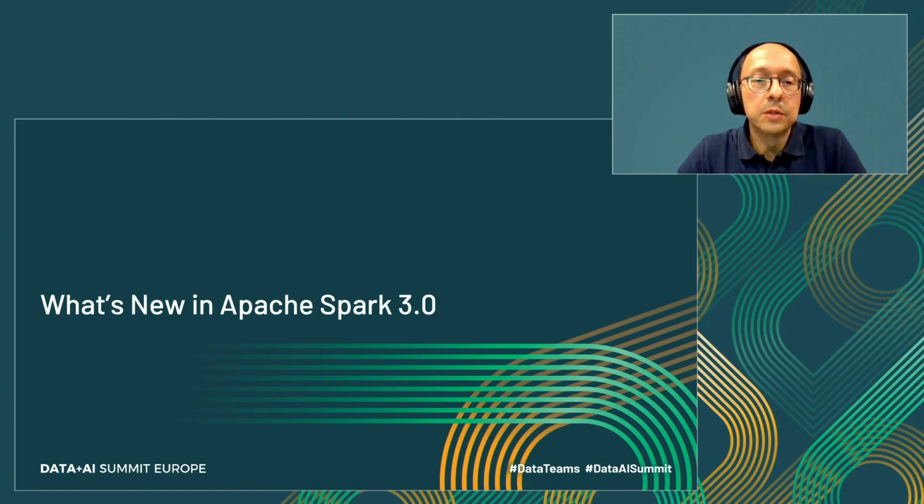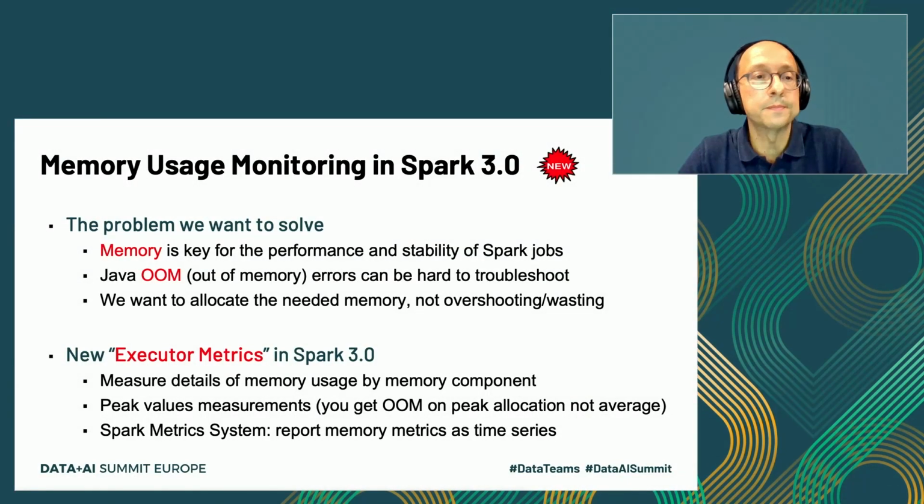Let's now dive into new features in Spark 3.0. There are some exciting and very powerful new features in Spark monitoring. The first one that I want to talk about is the memory usage monitoring in Spark 3.0. So the problem we want to solve here is that memory is key for performance of all data engines, including Apache Spark, but sometimes it's difficult to configure. In particular, many of us have been through troubleshooting Java out of memory errors. These are quite difficult to troubleshoot.